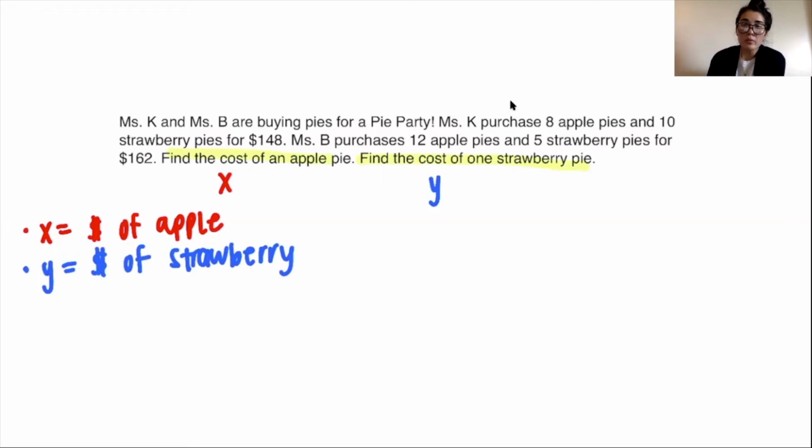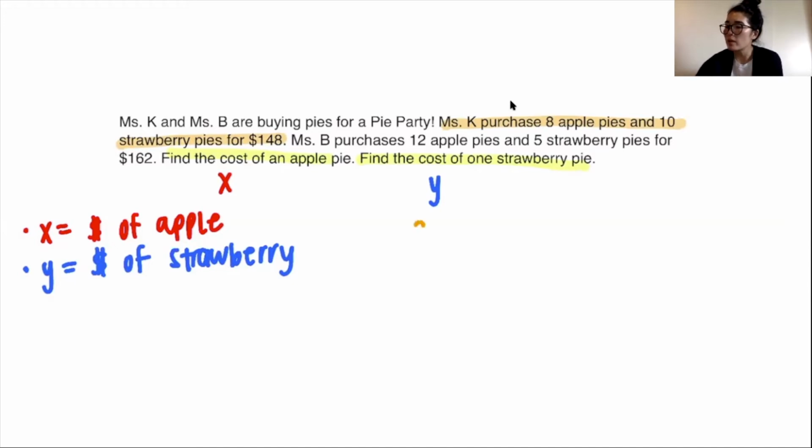All right, from there, we want to be able to write our equations. And I know that is where some of us are struggling a little bit. So the first thing we want to know is that we should be having two equations. One thing that's nice is that a lot of times the problems are kind of broken up already for us. If you look here, it tells you in this first part that Miss K, that's me, purchased 8 apple pies and 10 strawberry pies for $148. So that's the first equation that we're going to write.